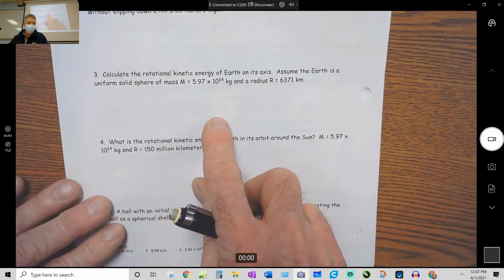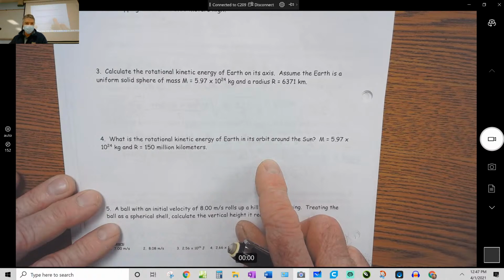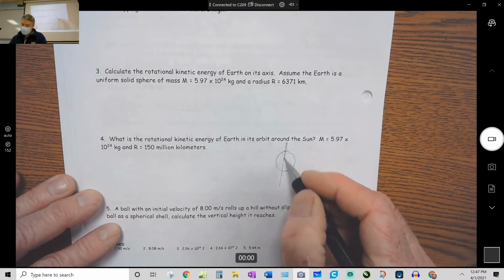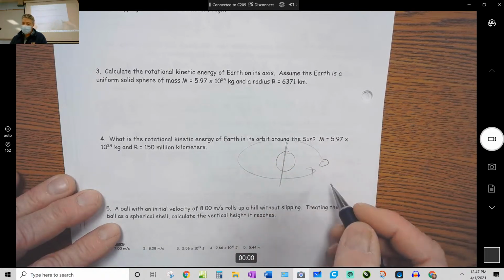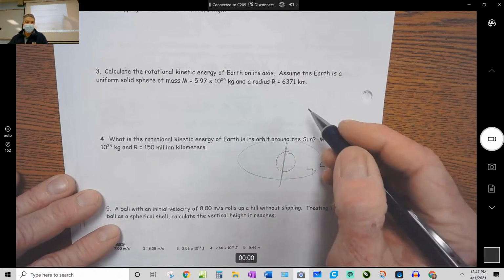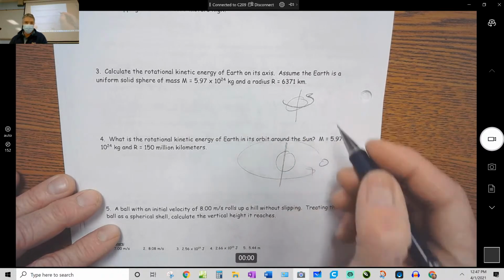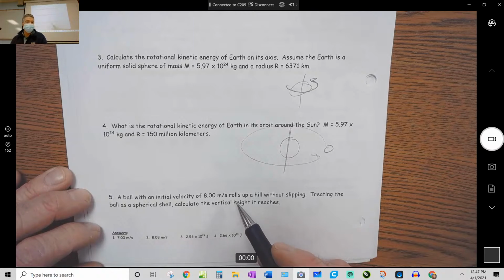That's a little different. Rotational kinetic energy of the Earth in its orbit about the sun, which means here's the sun, here's the axis of rotation, here's the Earth going around the sun like that. That's a different kind of a case. This is the Earth rotating around like this. And then finally, a ball with an initial velocity rolls up a hill. How high is it going to go?